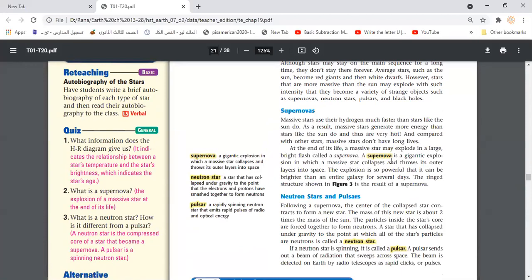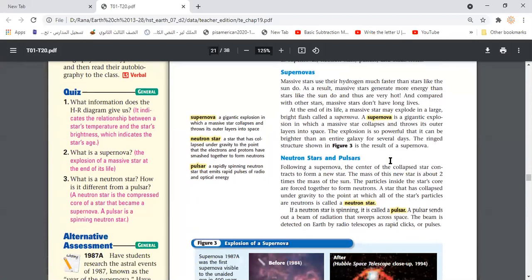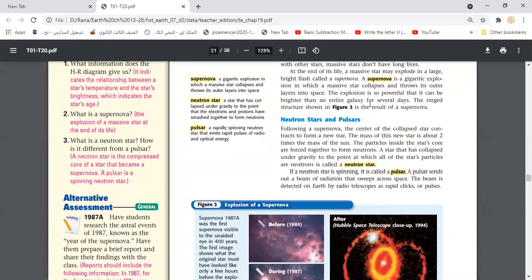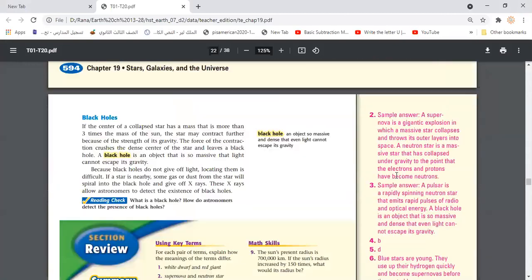So a supernova is a massive explosion in which a massive star collapses and throws out its layers into space. This explosion emits a lot of energy that could be observed within space. After that, if the star was big, it will collapse and create a highly dense core. We call this the neutron star. If the neutron star is able to spin, we call that a pulsar. But if that star was very big, it will create a black hole.